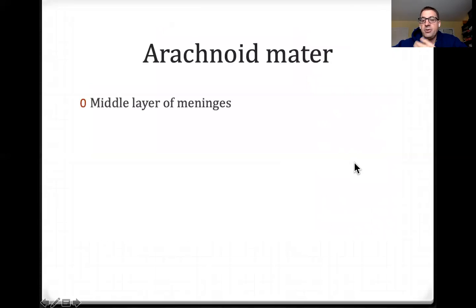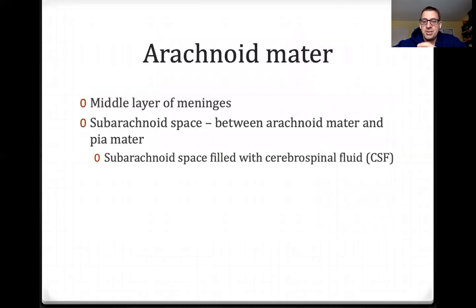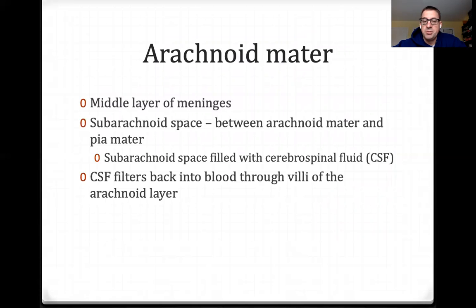Okay, now the arachnoid mater or arachnoid layer is the middle layer of our meninges. There's a space between the arachnoid layer and pia mater called the subarachnoid space that is filled with cerebrospinal fluid. And our bodies need to replace that cerebrospinal fluid because it fills up with waste from the cells and gets kind of dirty. And so our bodies are constantly filtering out the old cerebrospinal fluid and putting in new cerebrospinal fluid.